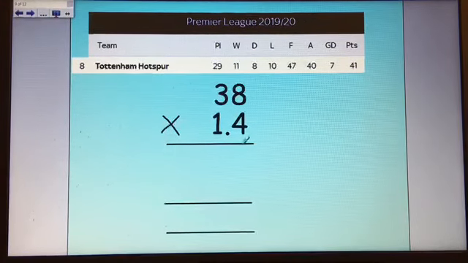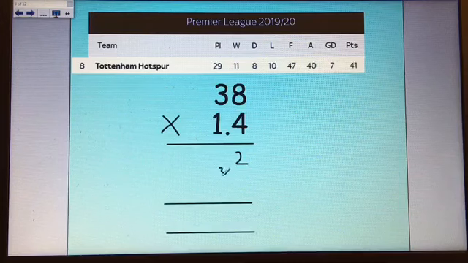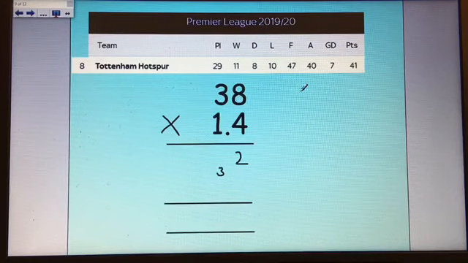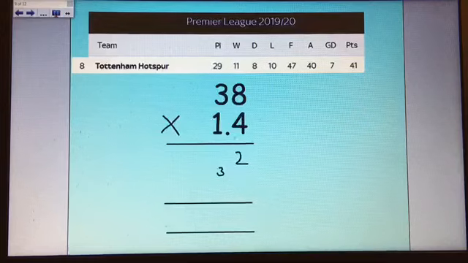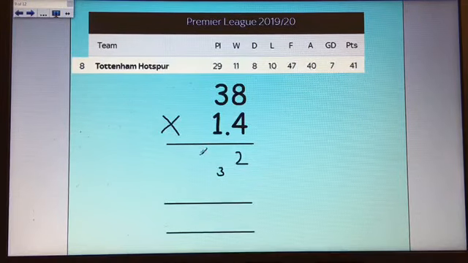So 4 times 8 makes 32. Now, I say this all the time. I like to put my little number that I carry there. I know some people put it at the top, some people put it over here. It's up to you where you put it, as long as you remember to add it on. Okay, 3 times 4 is 12. Add the 3 makes 15.